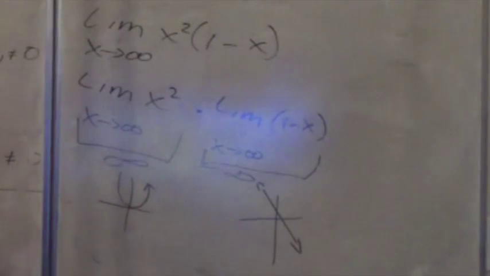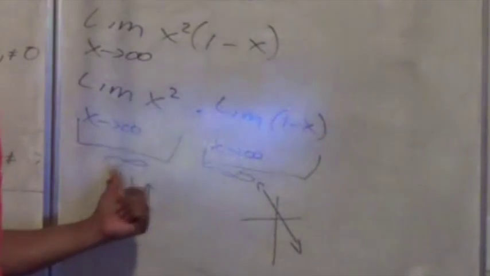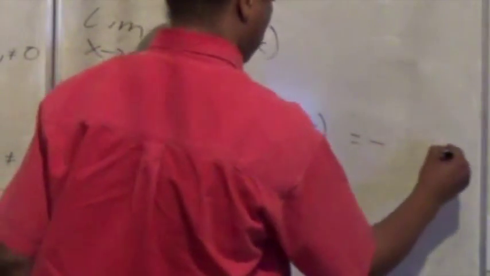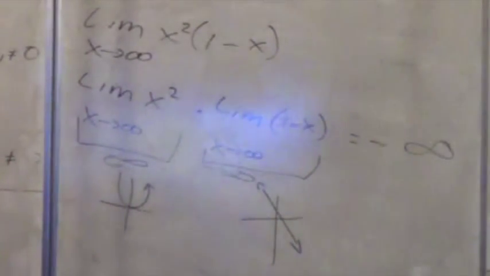Okay, and we can multiply infinities. Infinity times infinity will be infinity, but I have a positive times a negative, so it will be a negative infinity. So again, it's unbounded going downward.